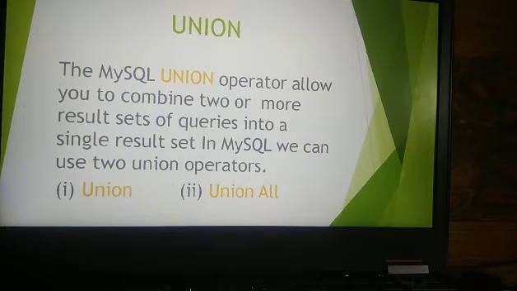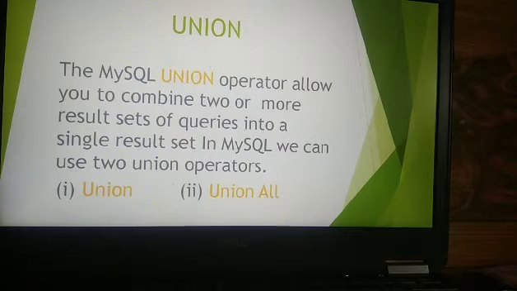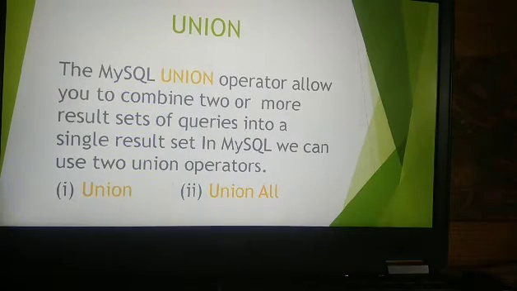The MySQL UNION operator allows you to combine two or more result sets of queries into a single result set. So, it means if we want to display two tables' records in a single table, then we use the UNION operator. We can also use the JOIN operator, but today we will discuss the UNION operator.